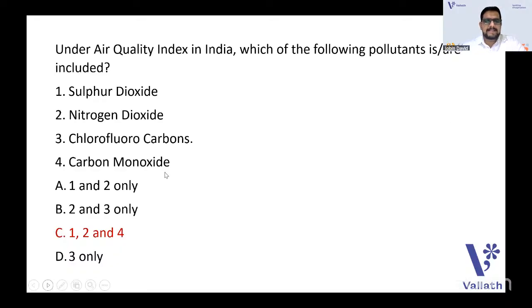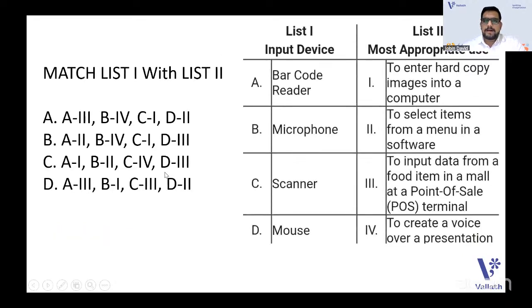So you have to match the list. You can expect match-the-following questions. Input device and most appropriate use: barcode reader, microphone, scanner, and mouse. Easy options you can go with. Microphone is easy, to create a voice-over for a presentation, so B4. Then you can go with any other, scanner or mouse.